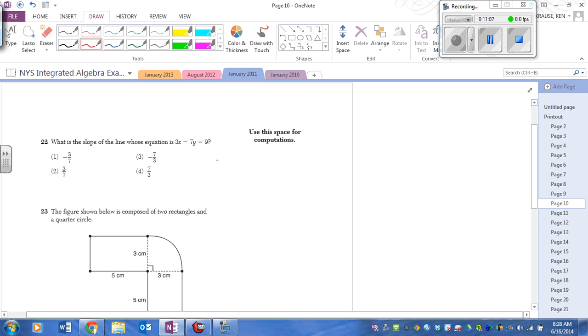Slope. I solve for y, so we're going to subtract 3x, subtract 3x. I get negative 7y, don't forget to put the negative down, is equal to negative 3x plus 9. Now I have to divide by negative 7. And I told you a long time ago that working with negatives is kind of difficult, because negative over negative is actually positive. That was positive 3/7.